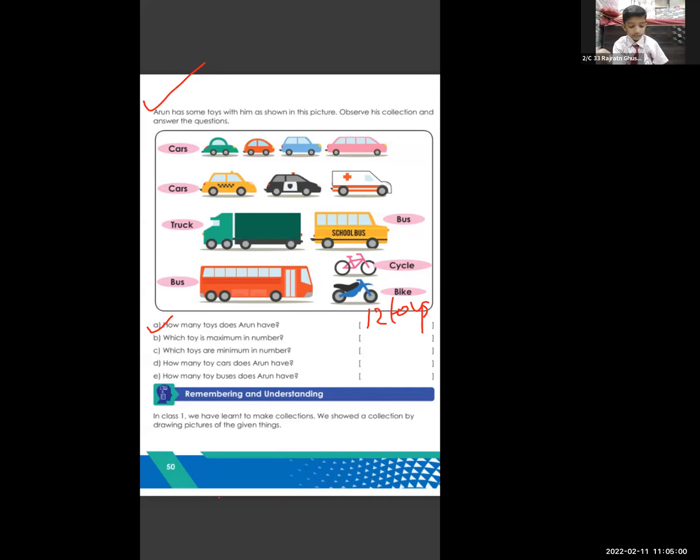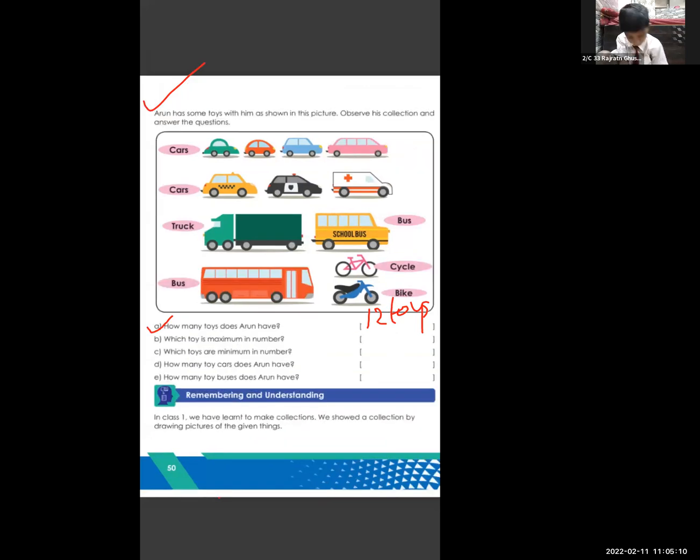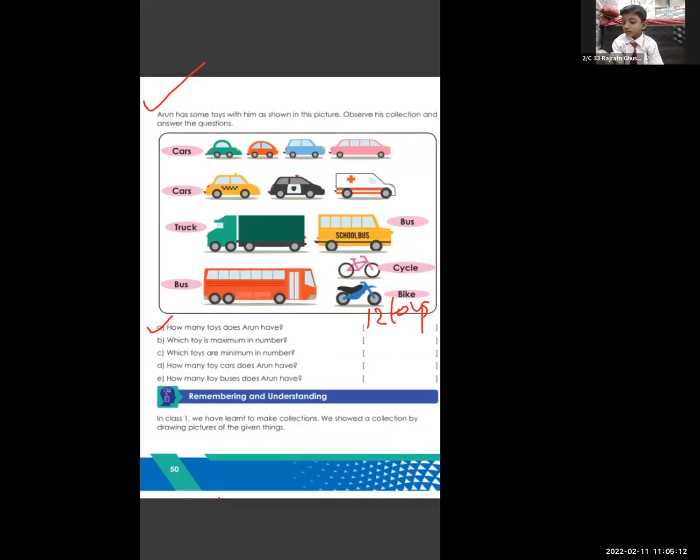Yes, teacher. Yes, teacher. Okay. Yuvraj, you can mute yourself. B question read करो. Dishant, you have to read the B question.